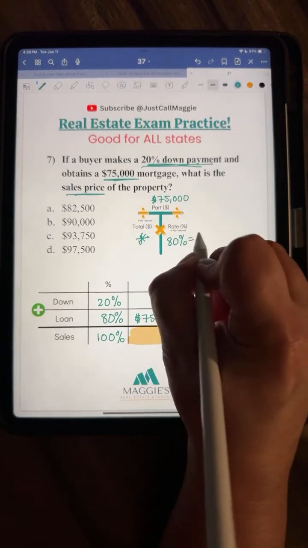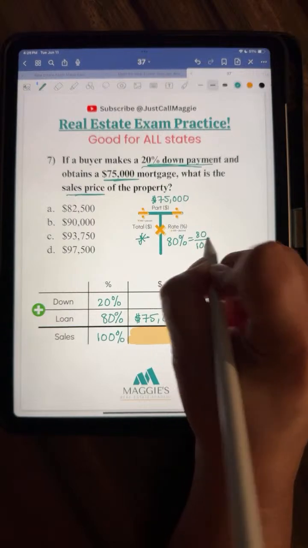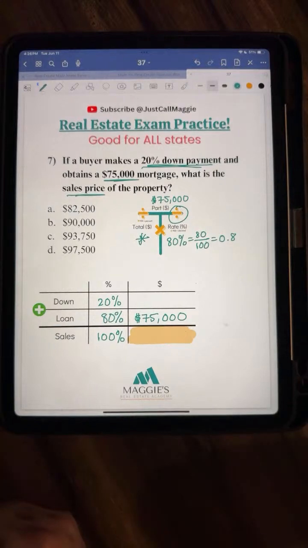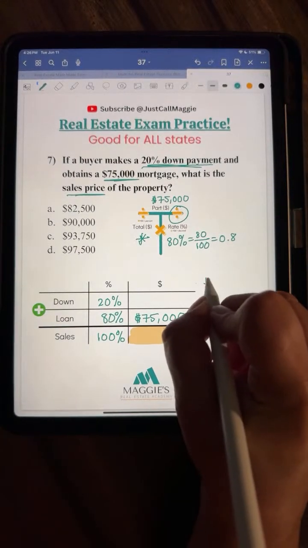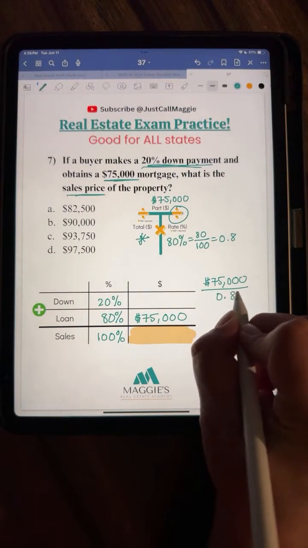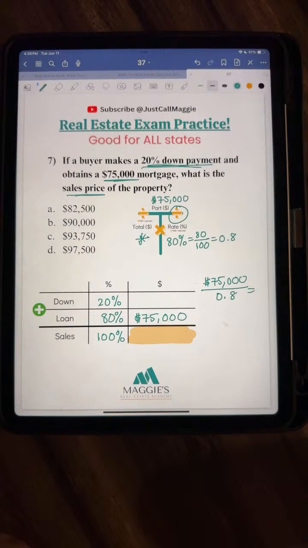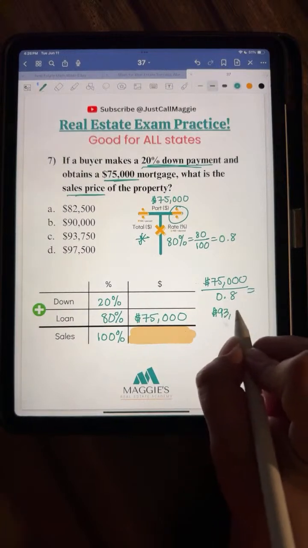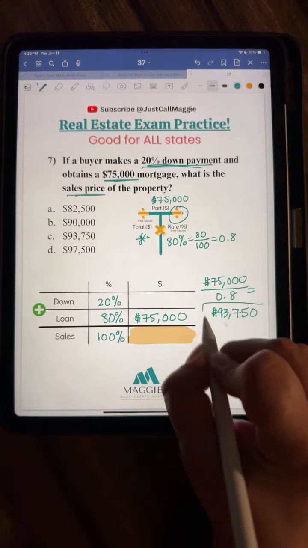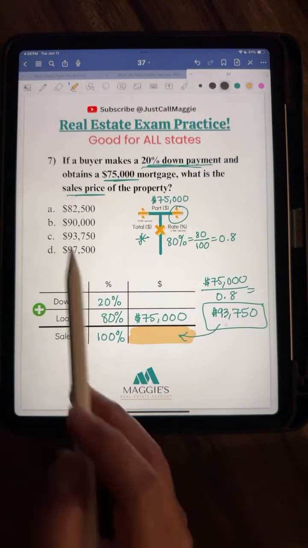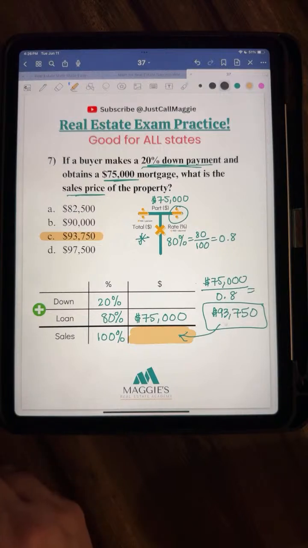This is where they'll get you. So we're going to convert 80% to a decimal. Divide by 100, that's 0.8. And now let's just divide. $75,000 divided by 0.8 is going to leave us a sales price of $93,750, which would go here. So the answer here is C. Excellent job, you guys.